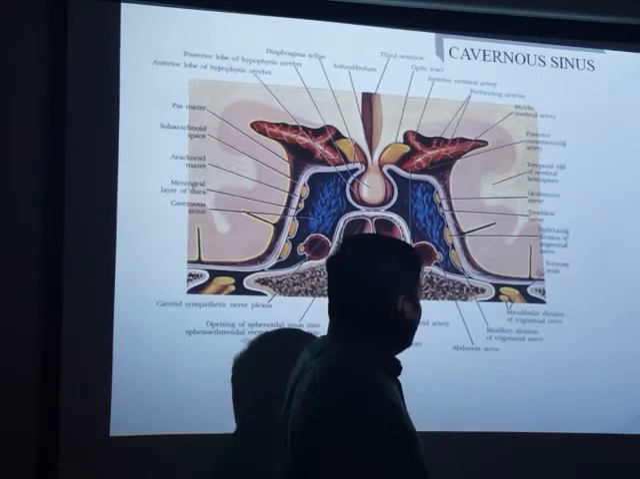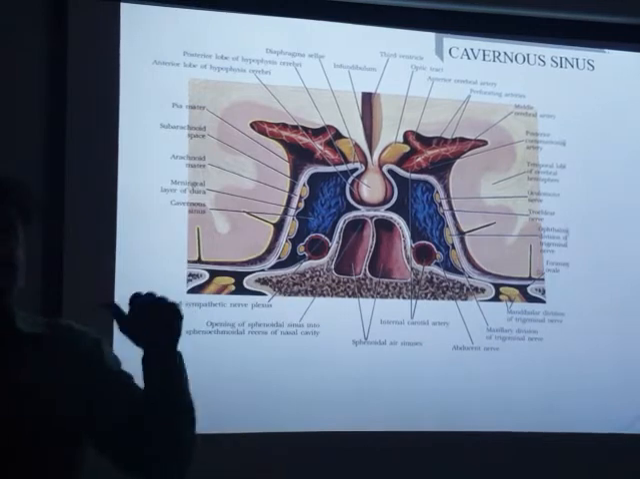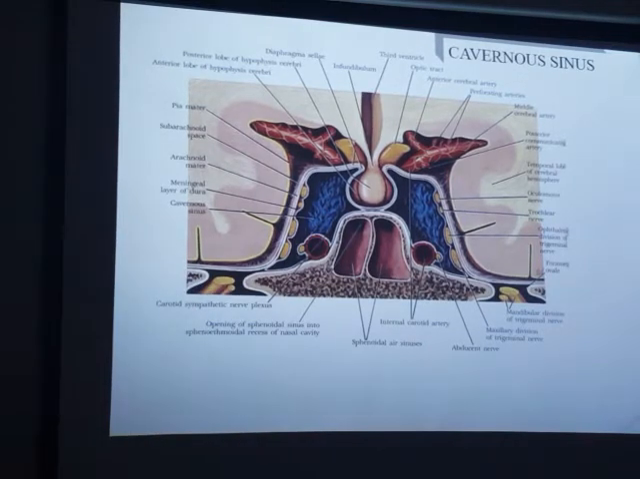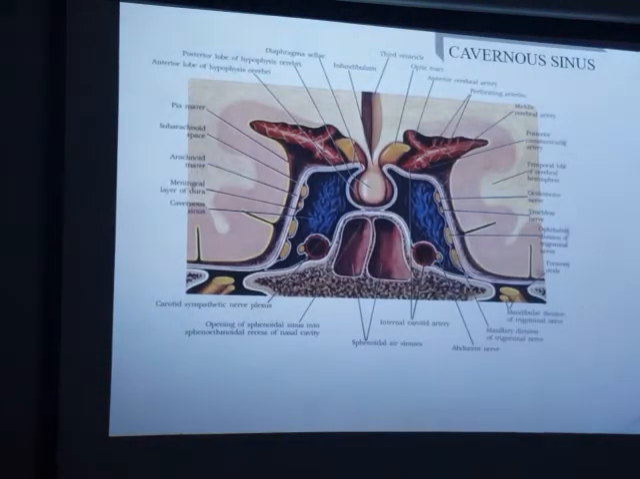Clear? What are the inferior relations? The sphenoidal air sinus. Am I clear? These are the relations of the pituitary gland. So this picture is also very important, which explains all the relations.